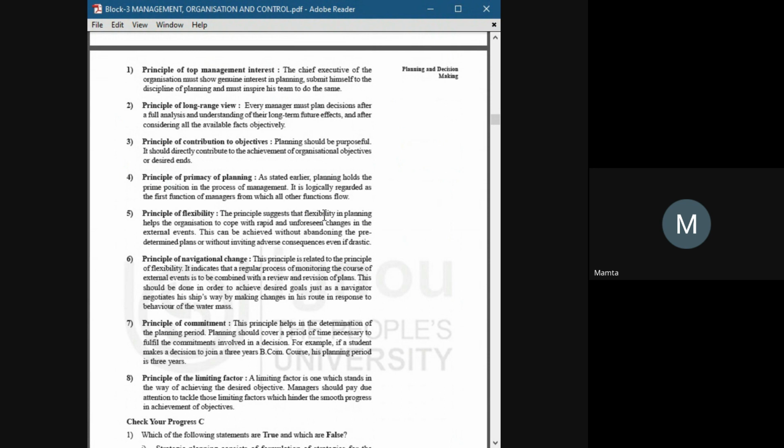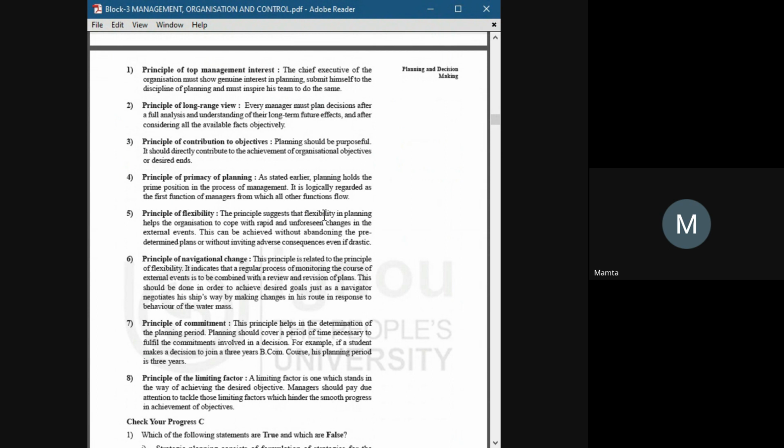Principle of flexibility. Your plan should be flexible, so that you as a manager can take some decisions at a hard time or in a situation. When situations arise, you can take a decision other than your plan. Okay, so it should be flexible, not rigid.